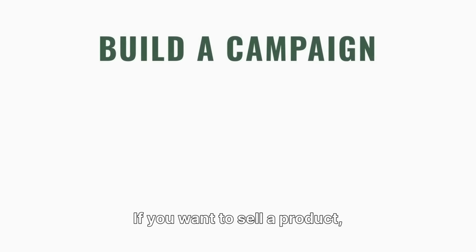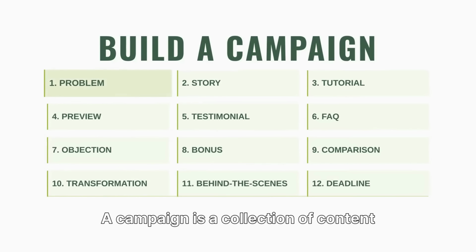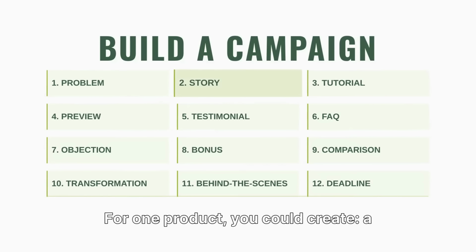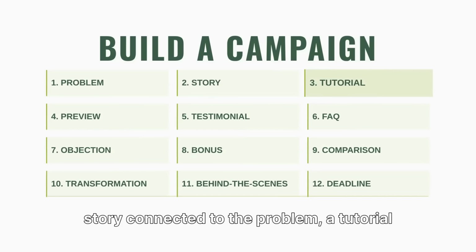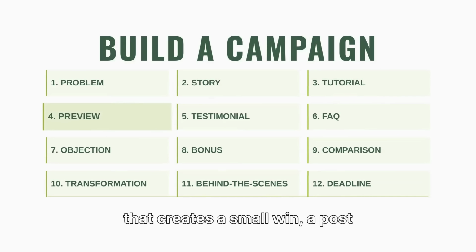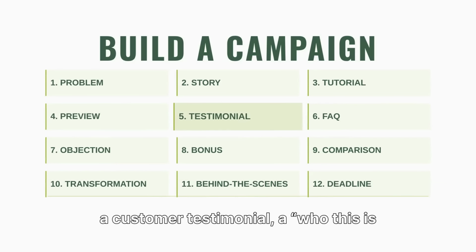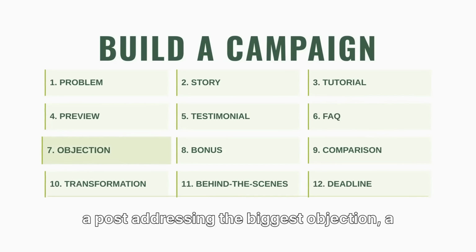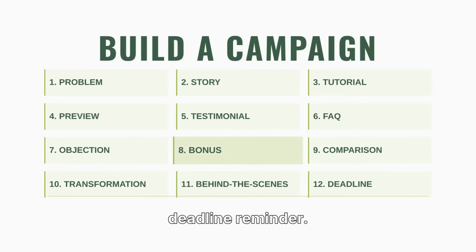If you want to sell a product, do not create one announcement. Create a campaign. A campaign is a collection of content that sells the same offer from different angles. For one product, you could create a post identifying the main problem, a personal story connected to the problem, a tutorial that creates a small win, a post explaining your method, a behind-the-scenes product preview, a customer testimonial, a who this is for post, a frequently asked questions post, a post addressing the biggest objection, a direct sales post, a bonus announcement, a deadline reminder.